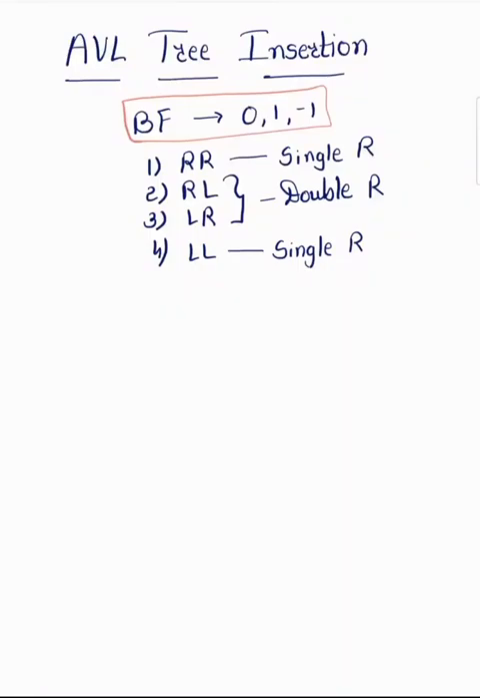Hello everyone. So in our previous lecture we have seen AVL tree insertion with single rotation, that is RR rotation and LL rotation, right? We have two videos. In those two videos we have seen RR and LL rotation. Now in this video we are going to see the double rotation, right? So RL and LR rotation.